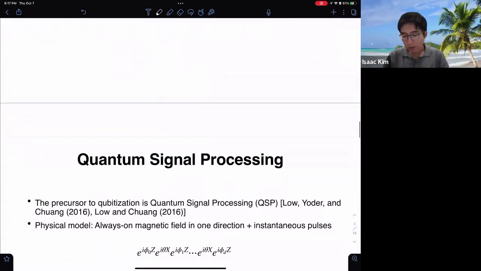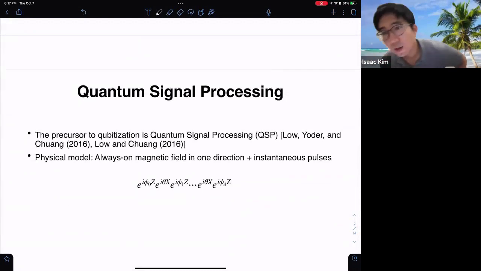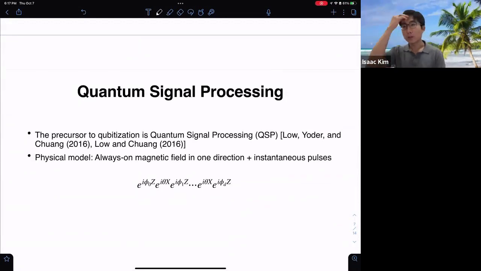Okay, so we're going to learn about qubitization. But before we do that, we need to first understand a much simpler problem. The precursor to qubitization is actually quantum signal processing.